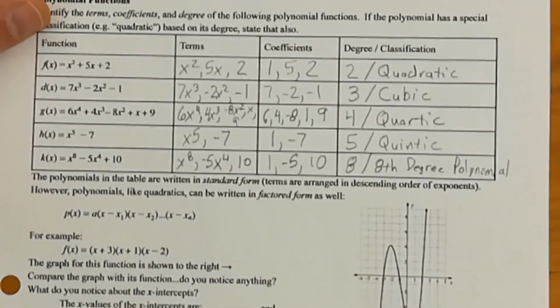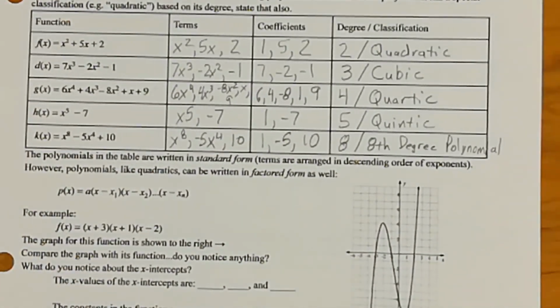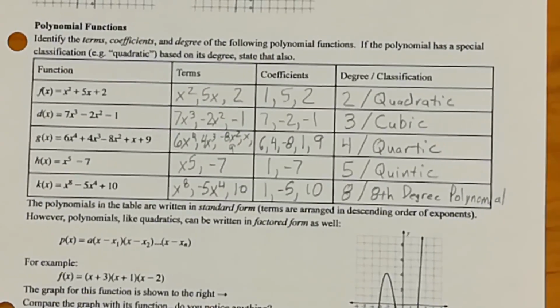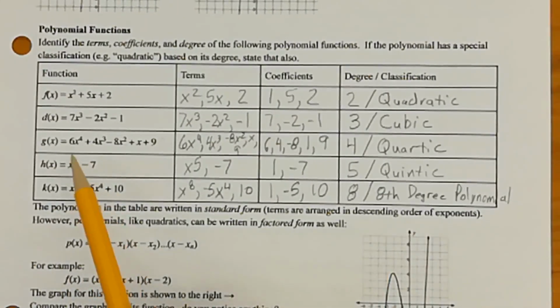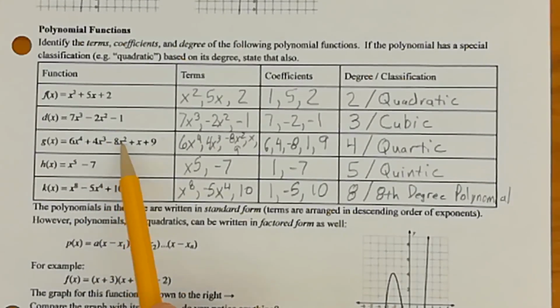All right, so these polynomials up in this table, they're all written in standard form. Basically they're arranged in descending order of exponents. The term with the highest exponent comes first, then the next highest exponent, next highest, etc. All right, and then the constant is at the end. So where we just have terms being added or subtracted, that's standard form.